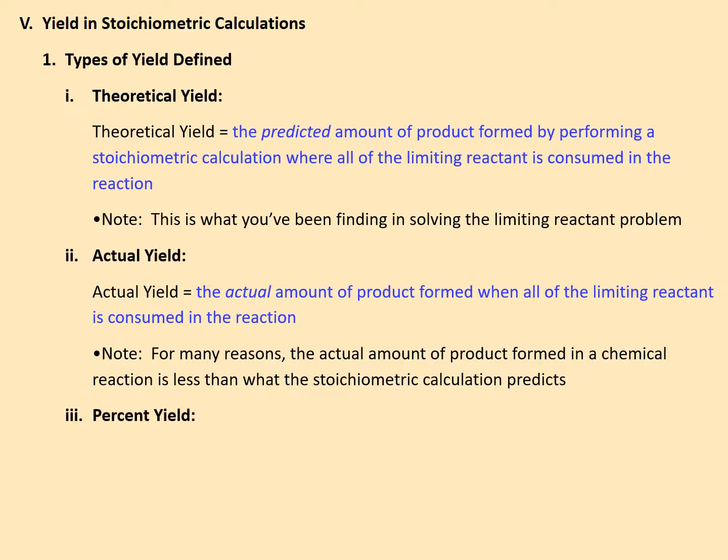So when we talk about the percent yield in a chemical reaction, we're now talking about really a ratio or percentage of what you actually get, the amount of product you actually get, which is what we call the actual yield, divided by the amount of product you predict you should get, which is what we call the theoretical yield. And of course, we will turn that into a percent by multiplying by 100%.